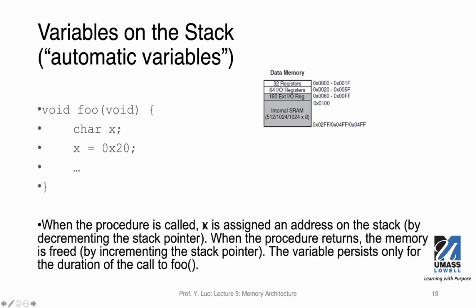When the procedure is called, this variable is assigned an address on the stack by using the stack pointer. So somewhere here, you maintain a stack pointer. This variable will take one space, one byte here, and then you will be able to use that space to store the value of this variable during the execution of this function. This variable persists only for the duration of the call. So when you exit this function, this stack segment, a few words or a few bytes, will be deallocated, and the value of this x will be gone.